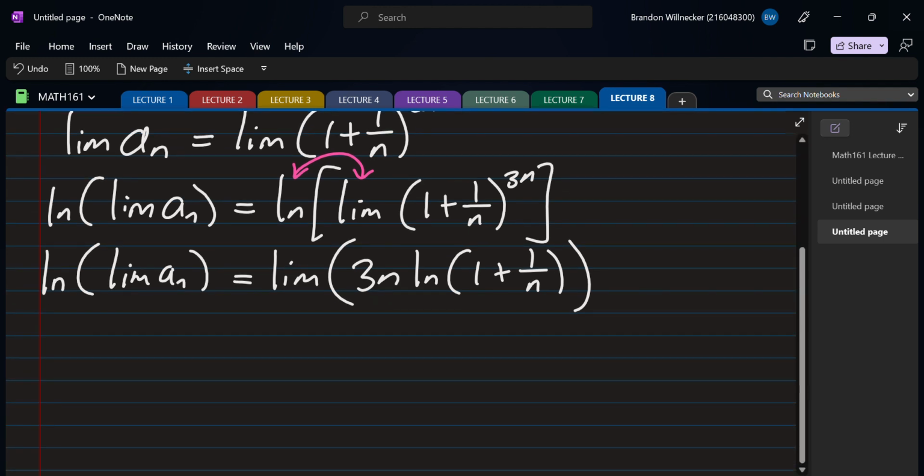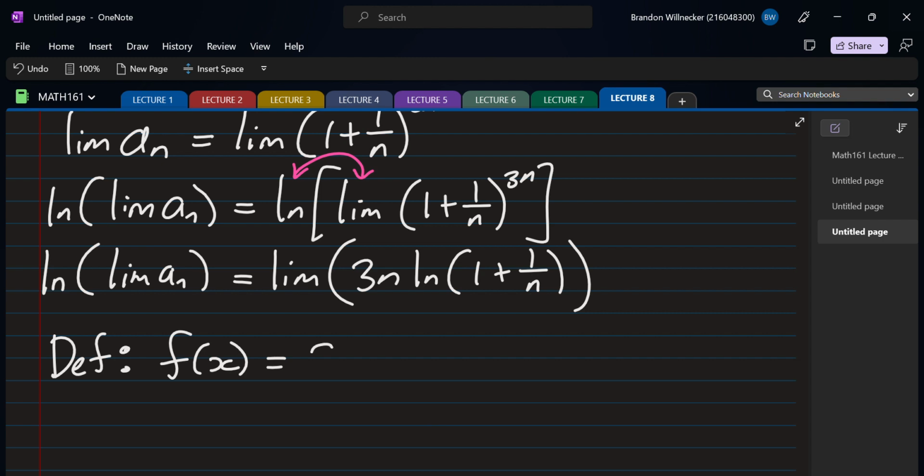Now, just on the side, we're going to be working with this limit here. And just a note, if we get something like this, what would be helpful when taking the limit is to make this a function of x so that we can use some calculus instead of writing it as n, which is fine because if we write it as a function of x, it still has the same limiting behavior. So we define f of x to be 3x, the natural log of 1 plus 1 over x.